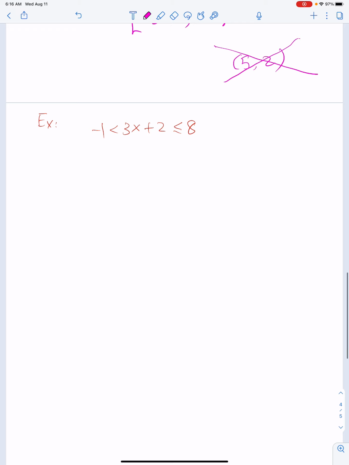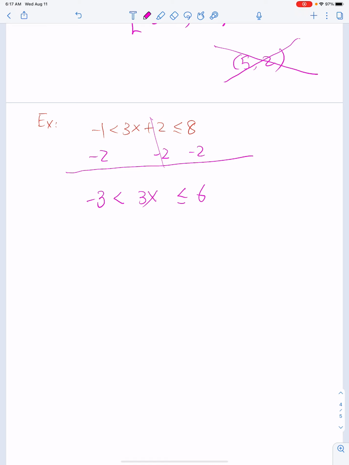Okay, and this one is called a hamburger inequality. I always call it hamburger inequality. What should we do? We want to do exactly the same as when you only have two parts. So you want to do it on three parts: minus 2, minus 2, minus 2 on all three sides. So what do we have? This one goes away, so you have 6 less than or equal to 3x bigger than -1 minus 2 is what? -3. So now what should we do? Get rid of the 3 here, yeah? So get rid of 3, get rid of 3, get rid of 3.